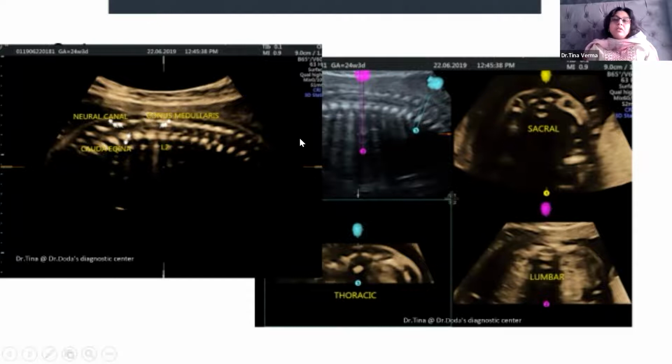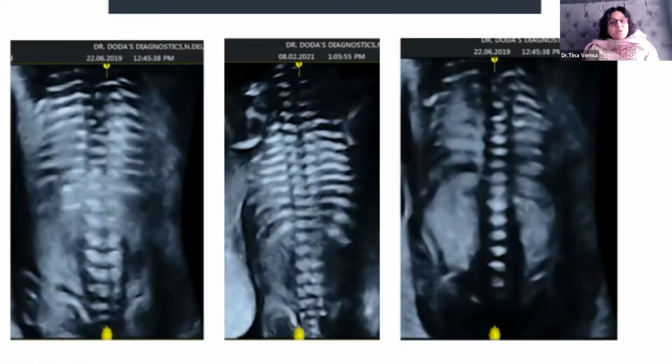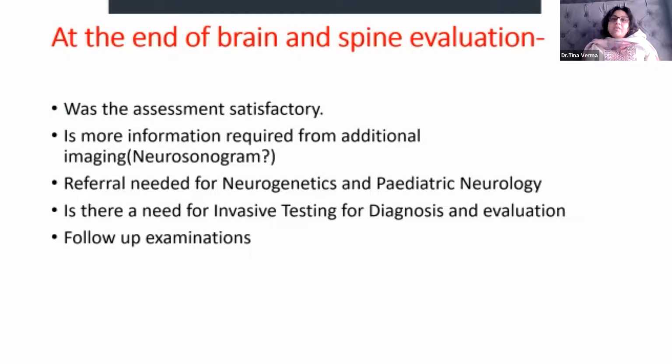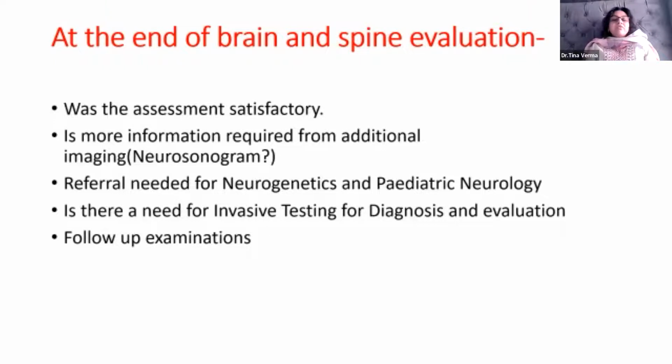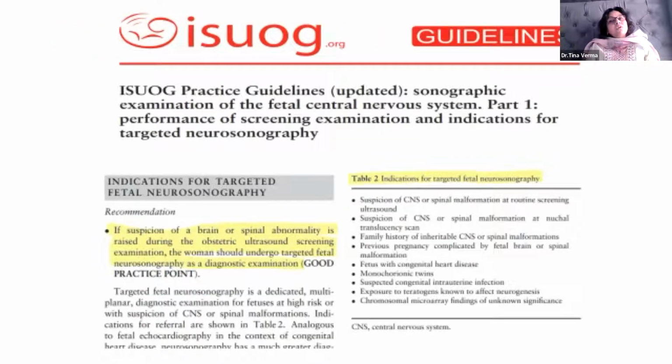We see all the ossification centers. There are 3 ossification centers, and we see at every level the shape of the ossification centers is different. The shape of the spinal canal is different. Hence, we have to ensure that the spine is absolutely normal. At the end of the brain and the spine evaluation, we have to ask ourselves, was the assessment satisfactory? Is more information required from additional imaging? Is referral needed for neurogenetics and pediatric neurology? Is there a need for invasive testing? And is there a need for follow-up examination?